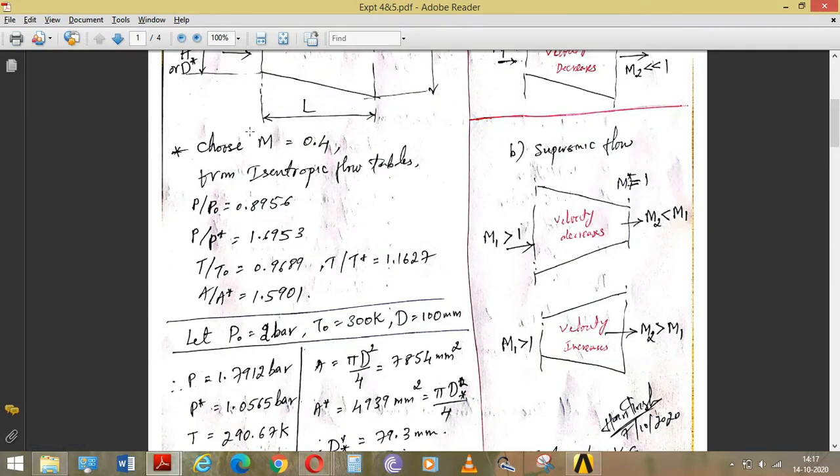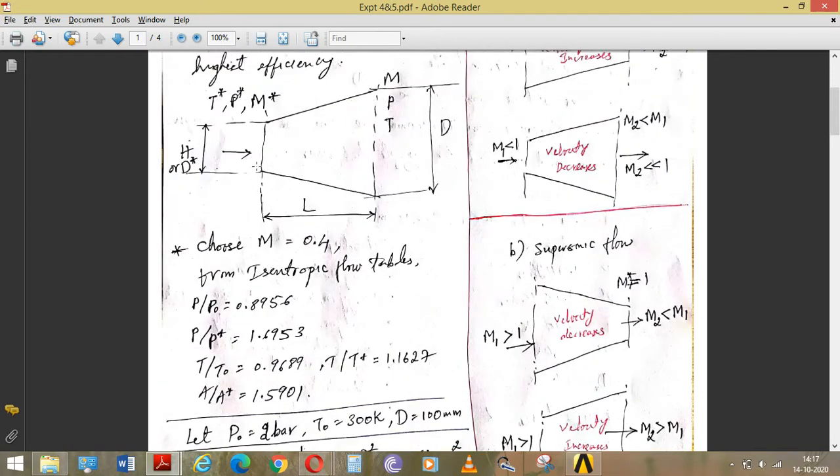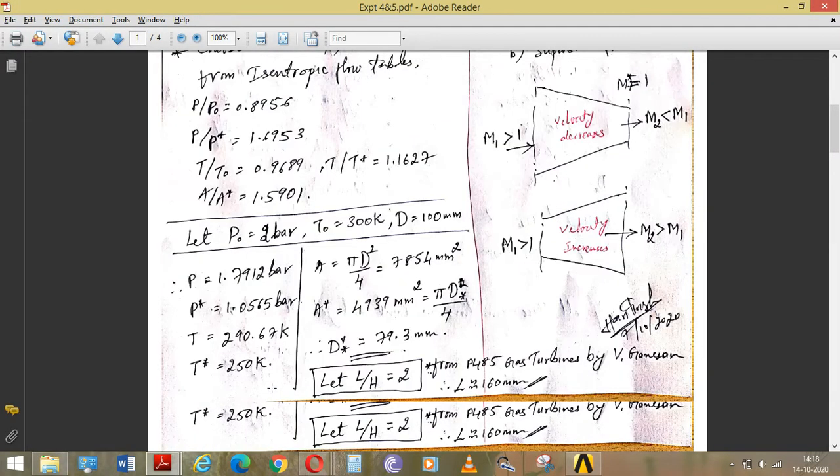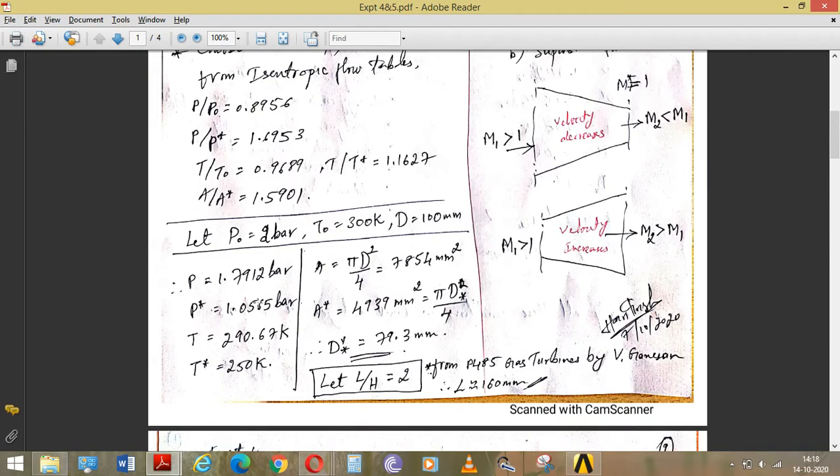Okay, so choosing Mach number 0.4 for the subsonic diffuser, the inlet Mach number should be subsonic flow. It is 0.4. I'm sorry, M is the exit Mach number in this case. Fine, and you compute all other values and you find the diameter, etc.